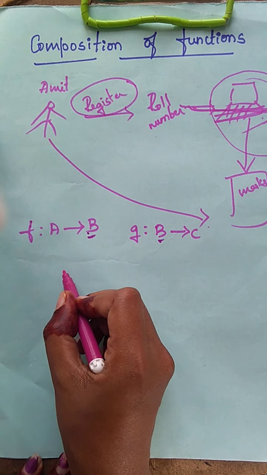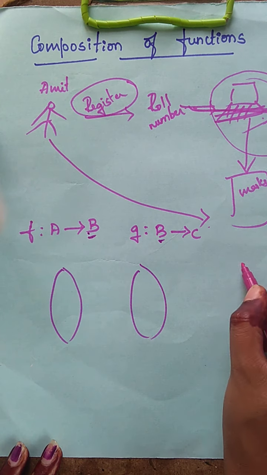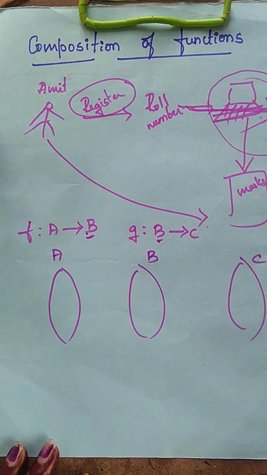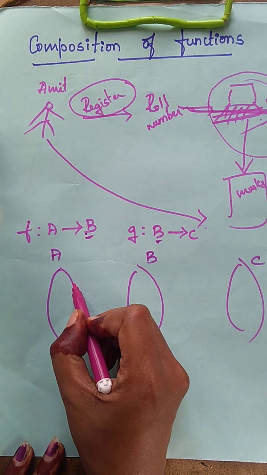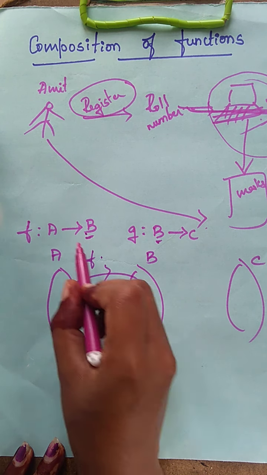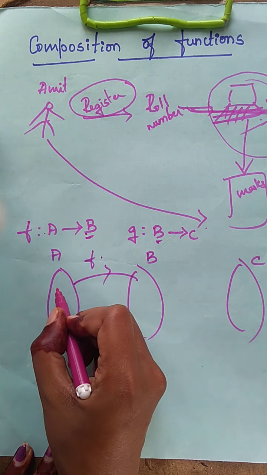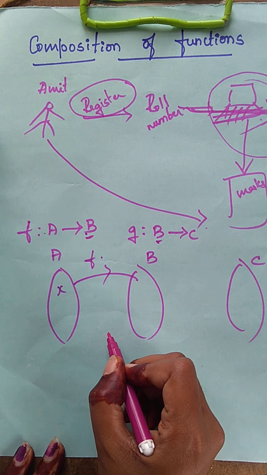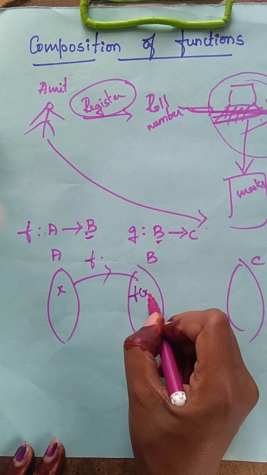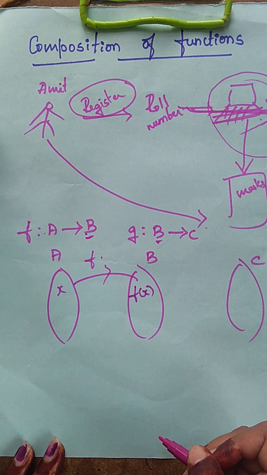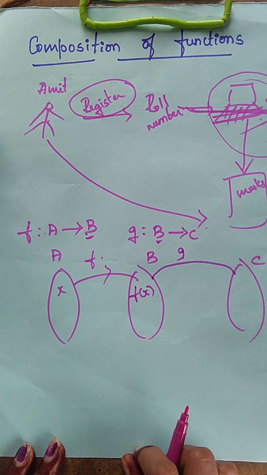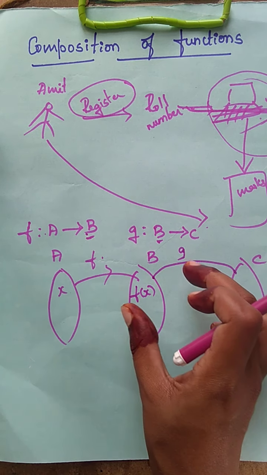So you'll have three sets, A, B and C. What is this mapping? This mapping is f from A to B. If I have x over here, after applying the function, what answer will I get? The answer is f of x. The function which maps B to C is g.